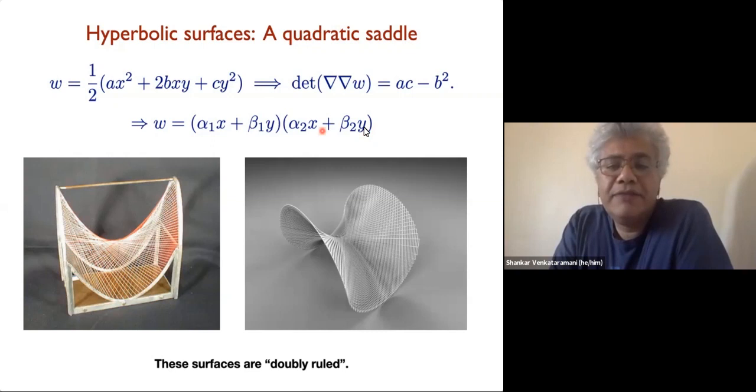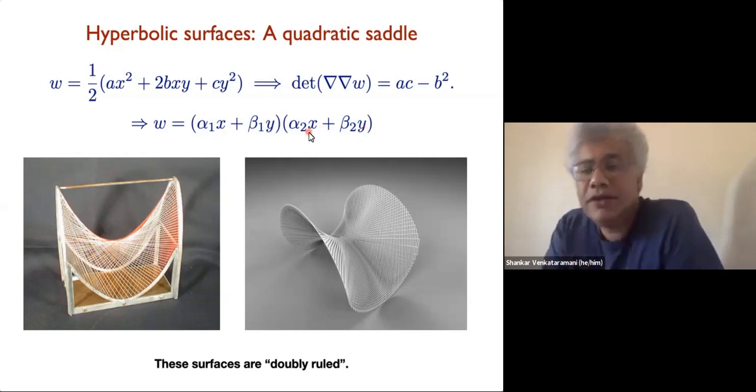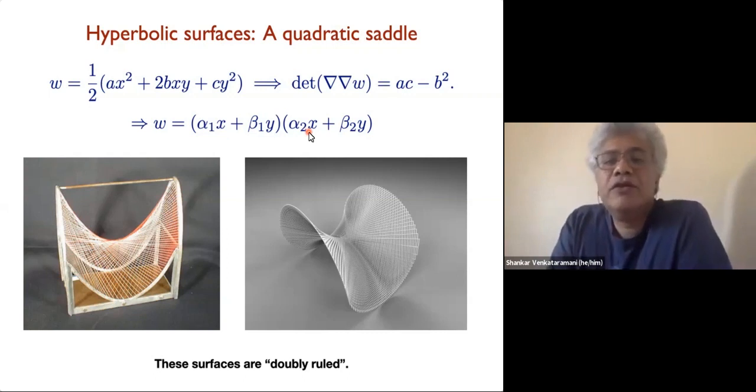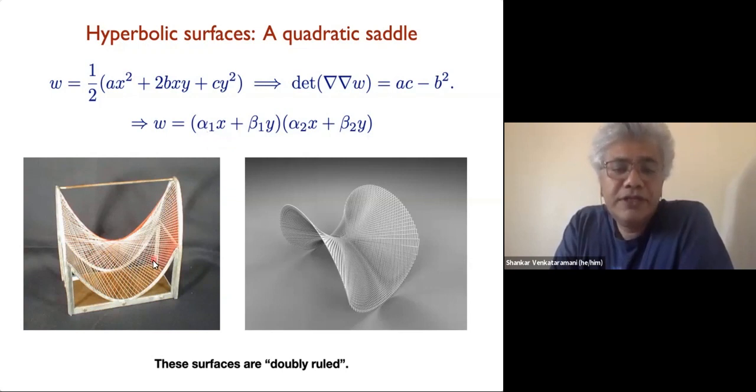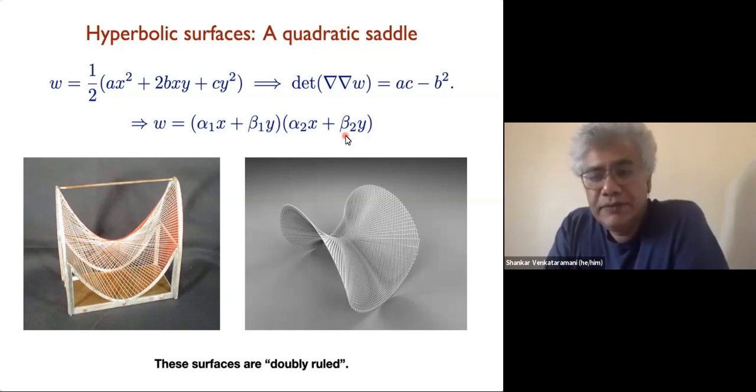X and y are themselves linear functions, and W, because this is a constant, is also a linear function of the affine parameter. So what this is saying is every solution to the hyperbolic case where the determinant is negative, with the restriction that it's locally quadratic, is a ruled surface. So there are two families of lines whose projections on the xy plane are given by these two linear forms being constant.